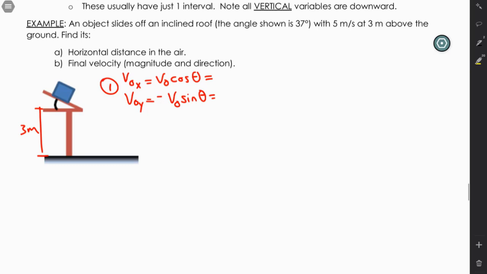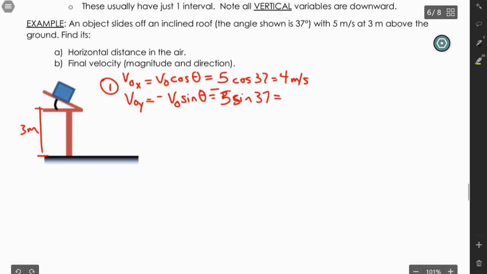So VOX equals VO cosine theta, so it's going to be 5 cosine 37, and we've been working with this 3, 4, 5 triangle. And so you get 5 sine 37, and again, this will be negative. So it's going to be negative 3.